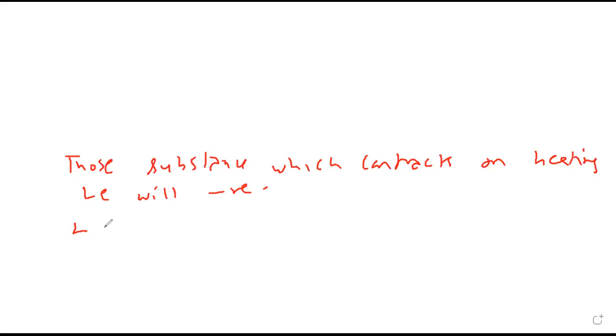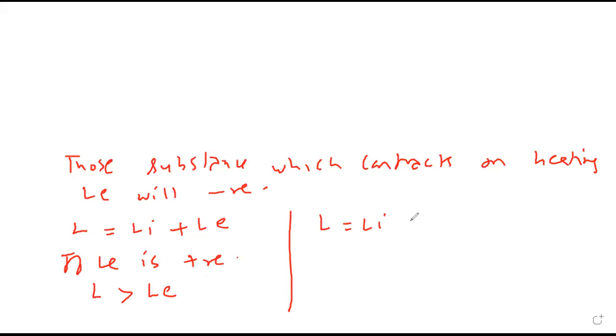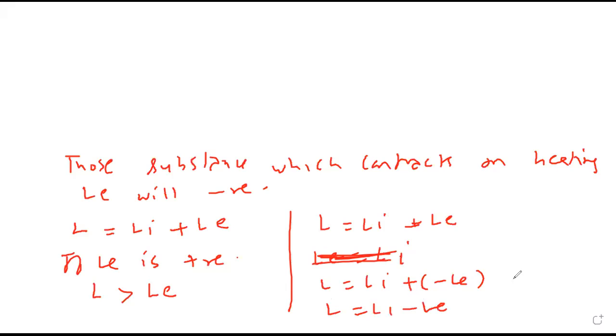Yes, sir. L is Li plus Le. If Le is positive, then L is greater than Le. अब ये L equals to Li minus Le हो गया, तो Le will become L, suppose it is Li plus of minus Le, that means it will be Li minus Le, correct?